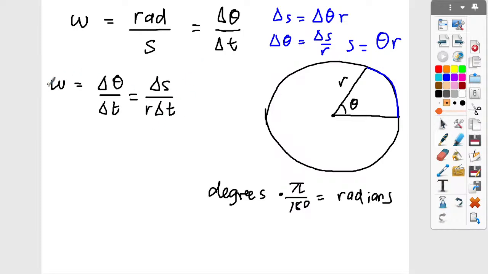Right there. So how is omega different from just velocity? Velocity does not take into account this r. Velocity is simply the change in displacement, the change in this distance right here, I'm just going to use distance, over the change in time. Right? So it doesn't include the r. So we get this relationship. The relationship is v is equal to this, but w is equal to this. So w is equal to v over r. So v is equal to wr.